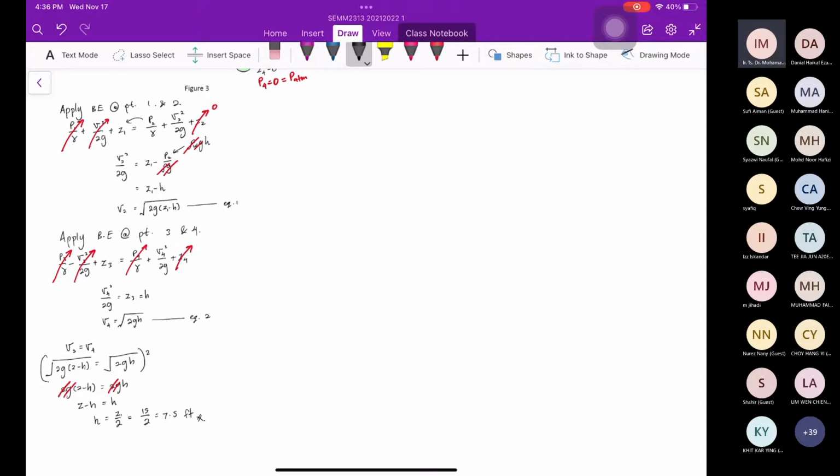Just compare. You compare point 1 and 2, find the velocity. Compare 3 and 4, find the velocity at 4 and equate them together, you will find H.